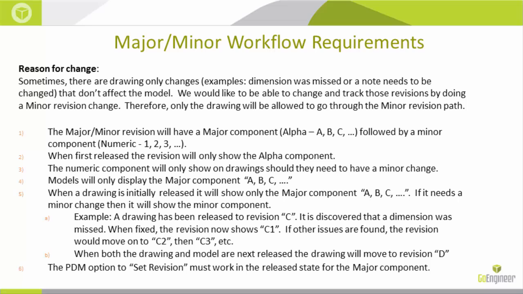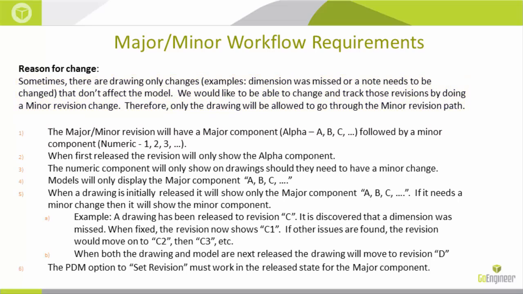So in this case, we realized that sometimes there are changes that apply only to the drawing. For an example, we may have a dimension that was missed, or a note needs to be changed in the drawing. It really doesn't affect the model. And therefore, we would like to change the drawing and track those changes by doing only a minor revision change. Therefore, only the drawing will be allowed to go through the minor revision path.